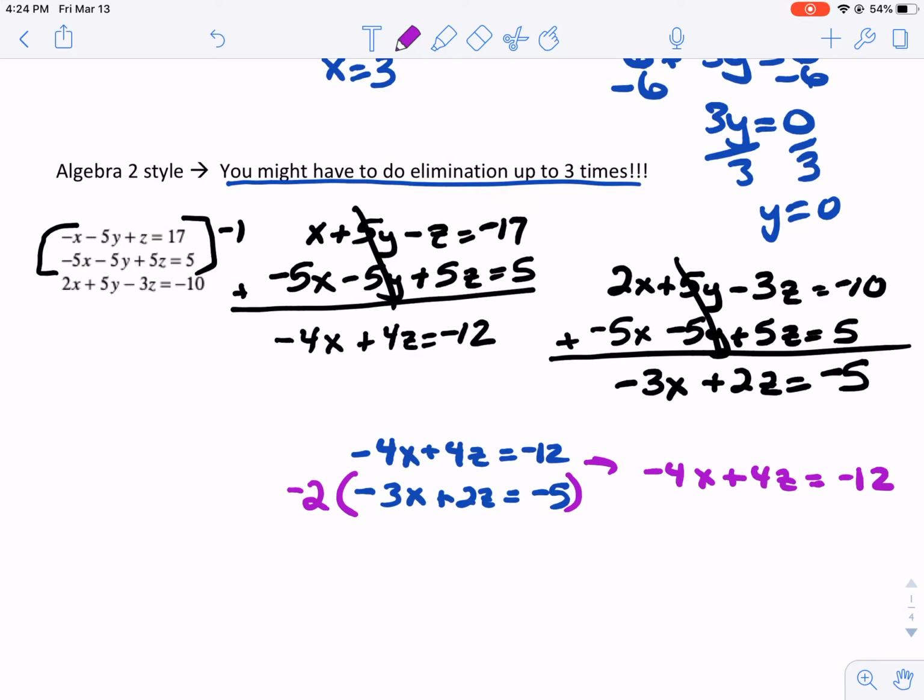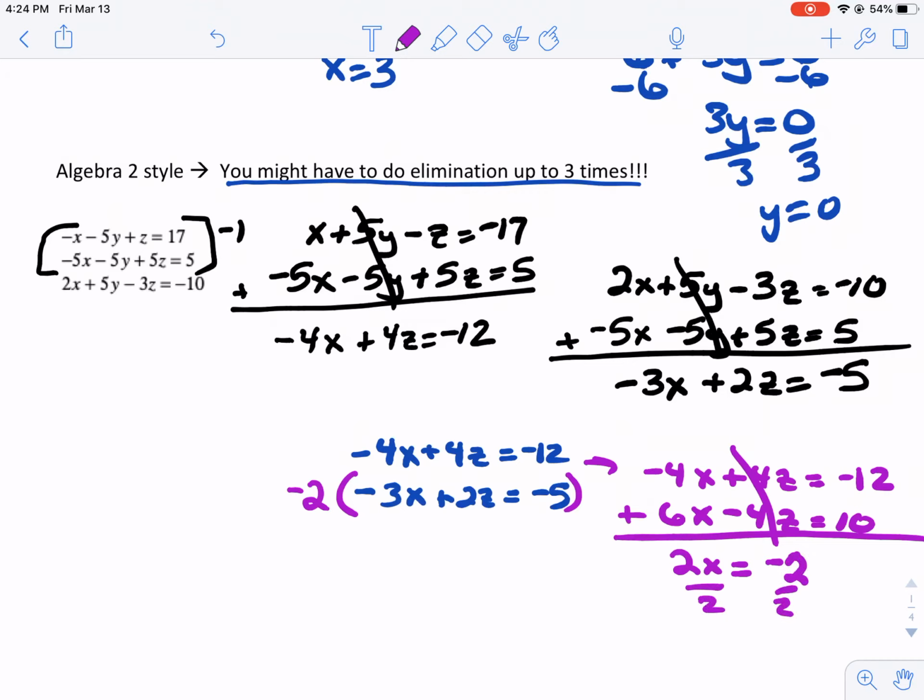The bottom equation will give me a 6x, a negative 4z, and a positive 10. And now I'm ready to add them together. So those z terms go away. I get 2x equals negative 2, and now I can just solve for x. Divide by 2. So x equals negative 1.